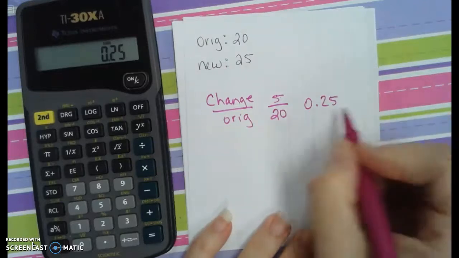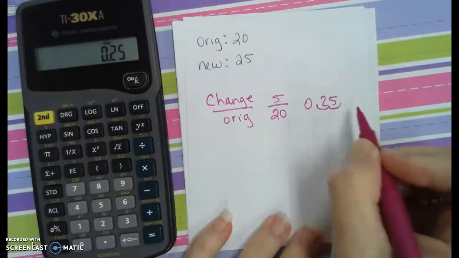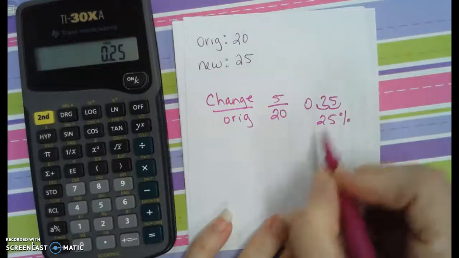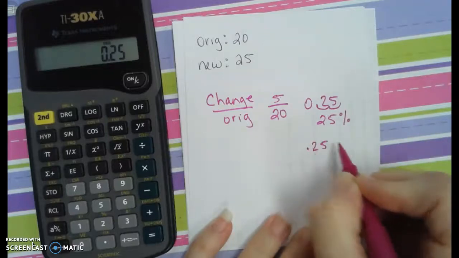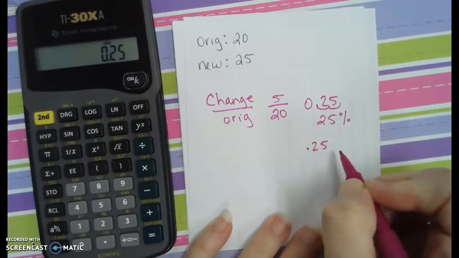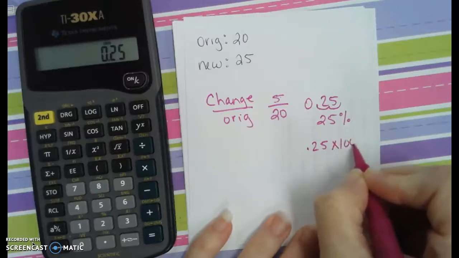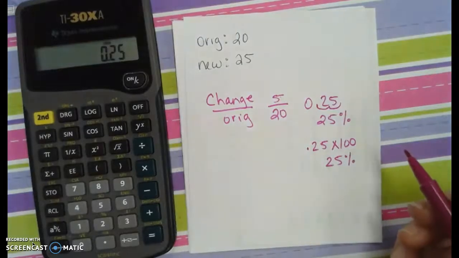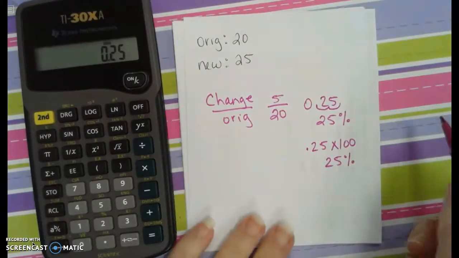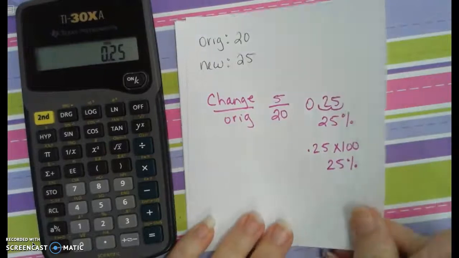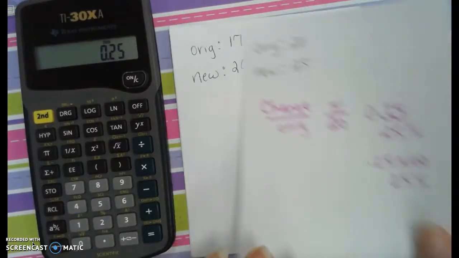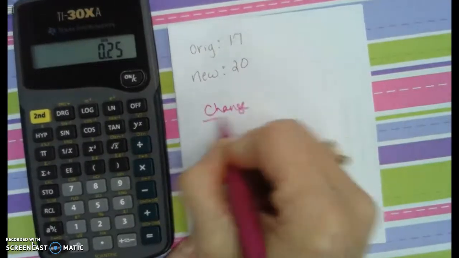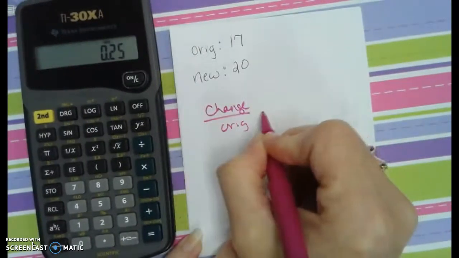Move that decimal 2 times to the right, or you could have said that 0.25, remember percent means per 100 or out of 100. You could have times it by 100 and got 25%. Either way, it's the same concept. So change over original, that is our formula, and then turn it into a decimal. So here again, change over original. It's always going to be change over original we're looking for.